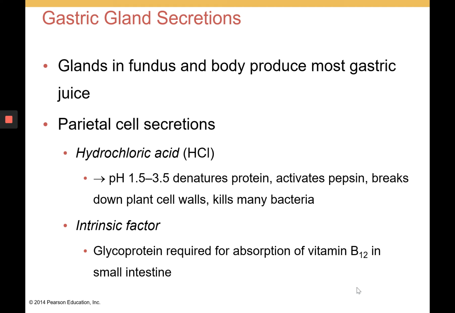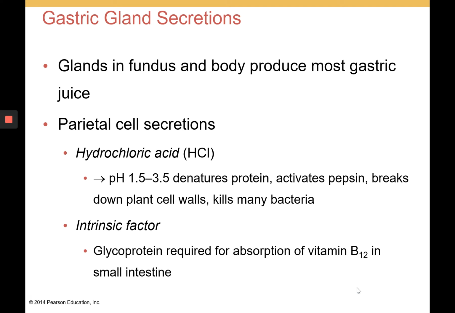So the glands in the fundus and the body produce the most gastric juice, so we'll find a lot of gastric pits in those areas. The parietal cell secretions, again, are hydrochloric acid. That's a combination of chlorine and hydrogen, and it has a pH that ranges from 1.5 to 3.5. That's acidic enough to denature protein or break down protein. That is one way that we can help mechanically and then chemically digest protein in the stomach, but another is to activate pepsin. Pepsin is a protein digesting enzyme.